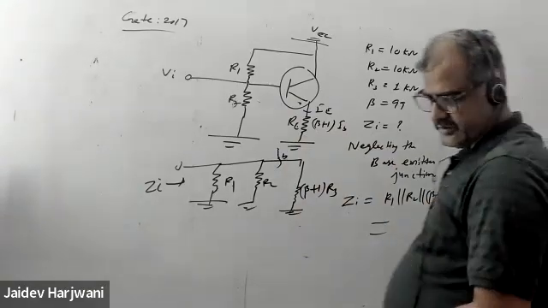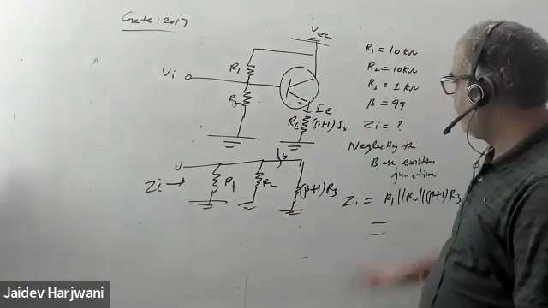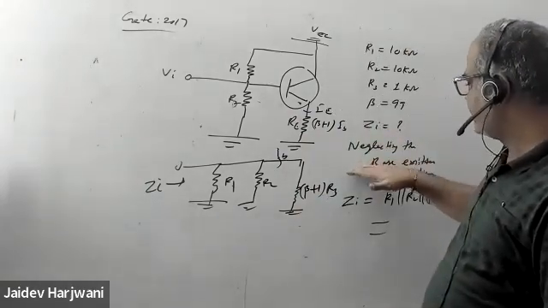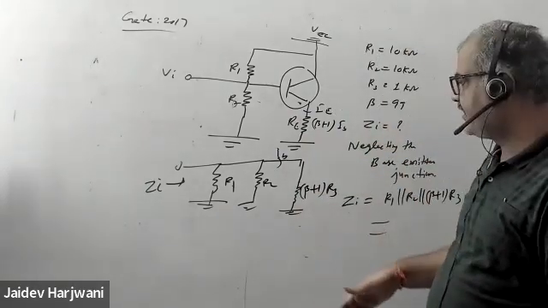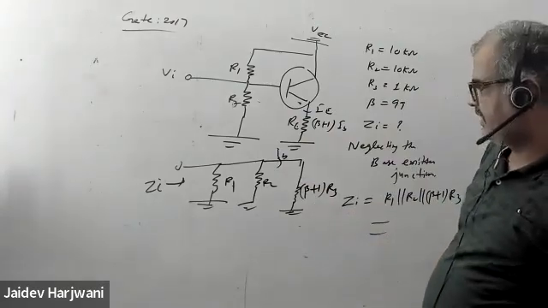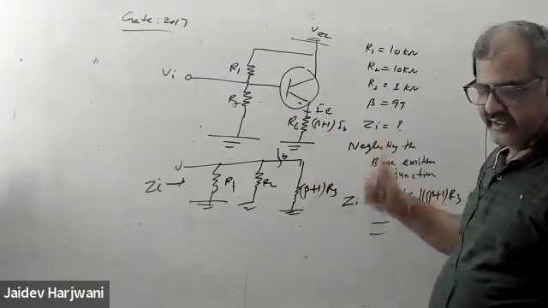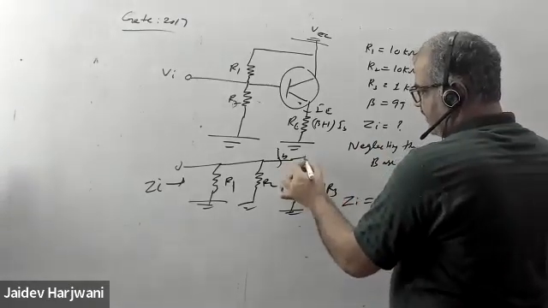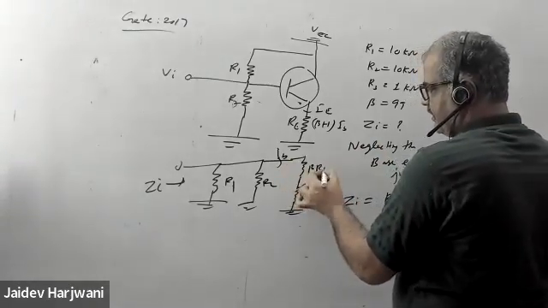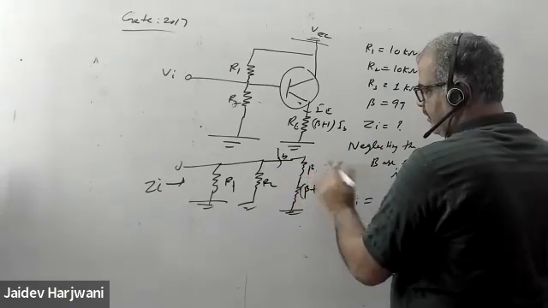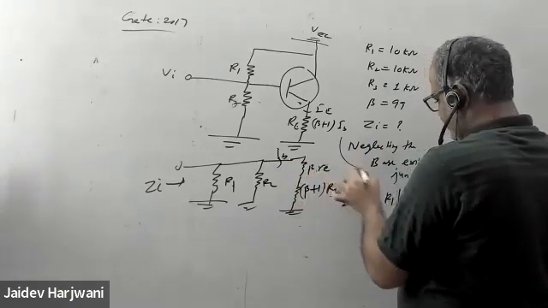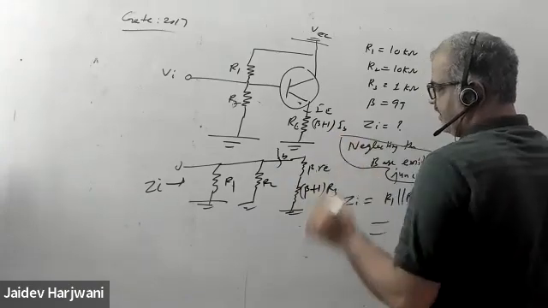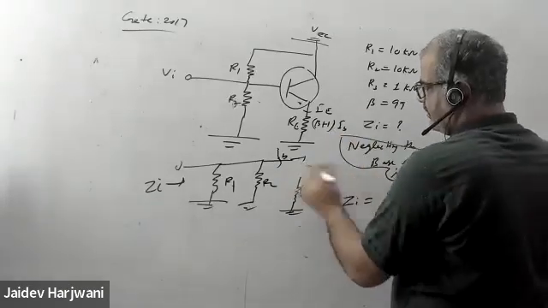Sir, the small re will not come in, because the question says neglect it. In the question they said to neglect this. If not neglecting, then it would come in series here, beta small re. But in this particular question they have told us to neglect re, so I'm neglecting.